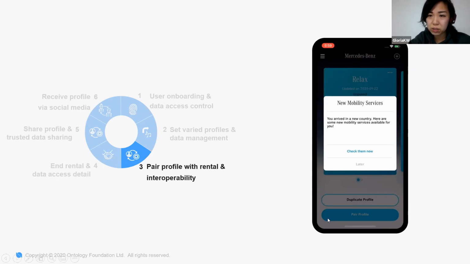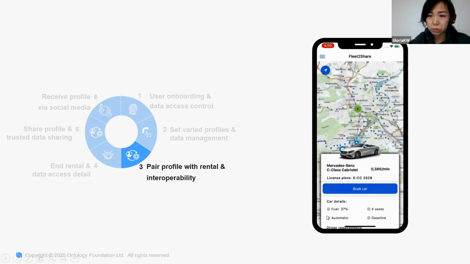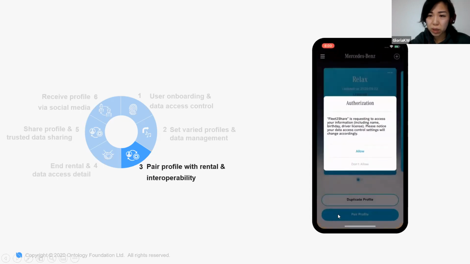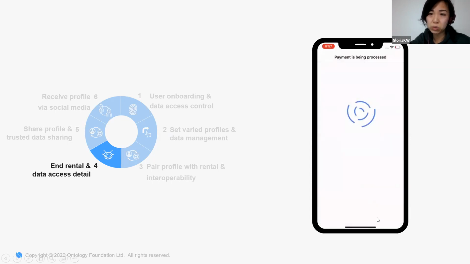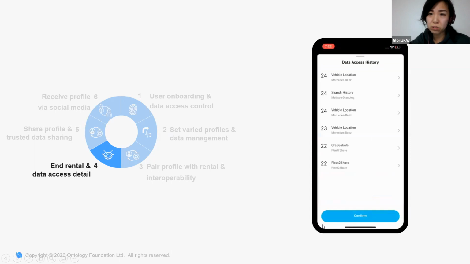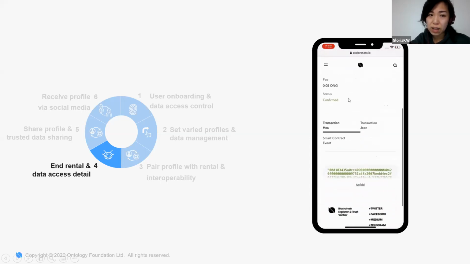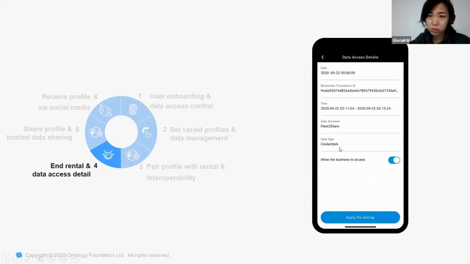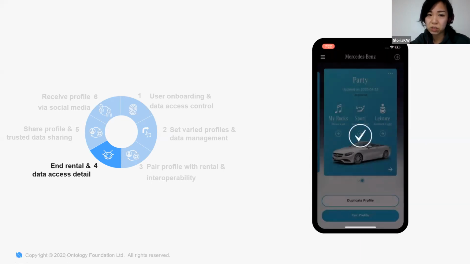But here, as you can see, when Julia was renting the car, she goes to another app from Welcome Home. And here you do one-stop KYC. The app asks you, do you grant access to this type of data that is necessary for this service? You say yes, and then that data is only used this one time. And you can impair the vehicle. When you impair the vehicle after ending the rental, as you can see, you have all the data access details stored on the chain. And that data accessor, Fleet to Share, no longer has access to your data after the service is completed.